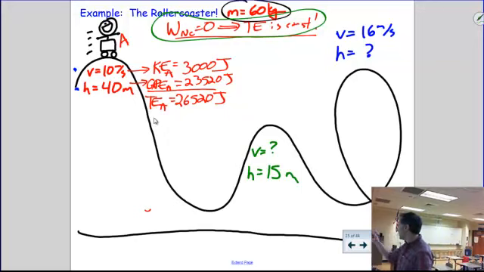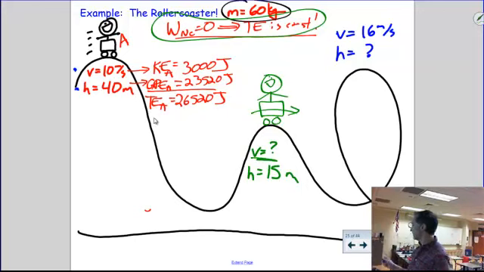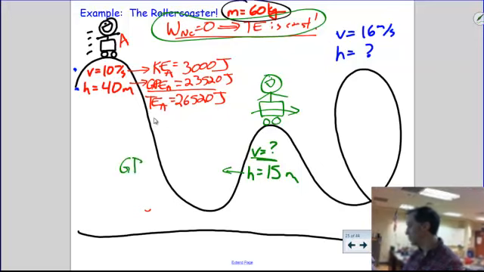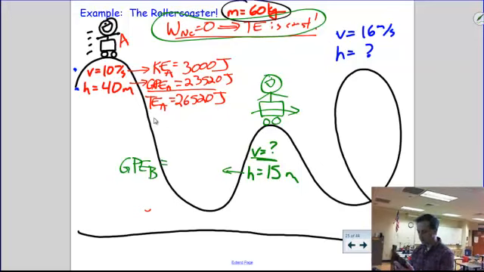So now what I can do is this. I can say, all right, well, when the car gets to point B here at the top of this hill, the question wants us to find his velocity, right? So here's what I know. I know that he's got a height of 15 meters. So that means that his gravitational potential energy at point B is 15 times 60 times 9.8. I'm just calculating KE and GPE using the equations we've learned earlier in this chapter. So there's his gravitational potential energy. Okay, 8,820 joules. All right.